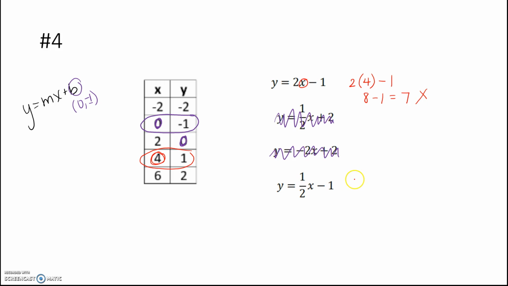So let's try this one down here. So I have 1/2 x. So x is 4, and then minus 1, half of 4. So 4 divided by 2 is 2. 2 minus 1 is 1. That certainly matches.